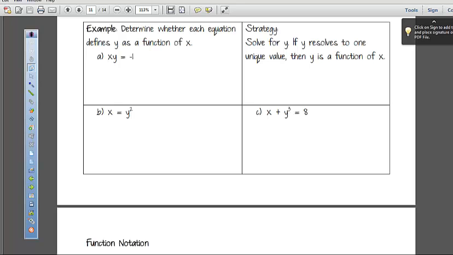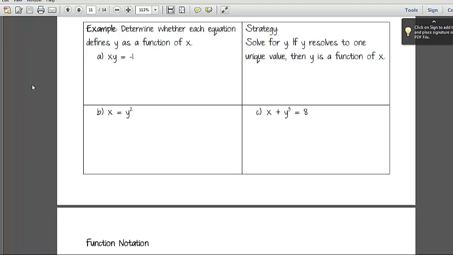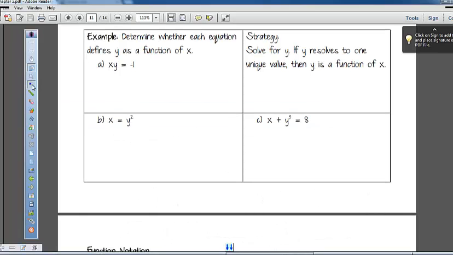Here we want to determine whether each equation defines y as a function of x. The way that we're going to do that is solve for y. If y resolves to one unique value, then y is a function. If we come up with y equals plus or minus something, then it's not a unique value and it's not a function. So for A, is this a function? What can I do to solve for y? Divide by x. So it gives us minus 1 over x.